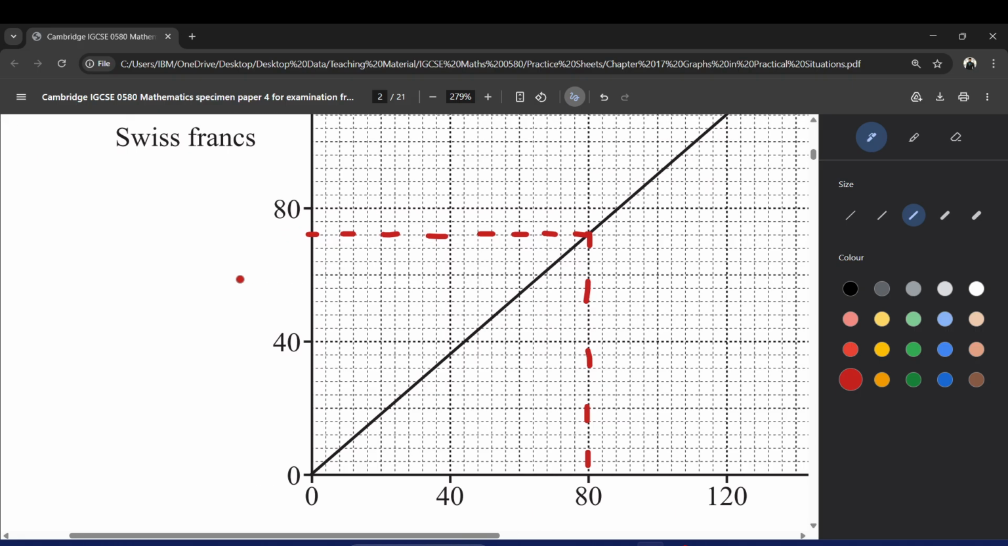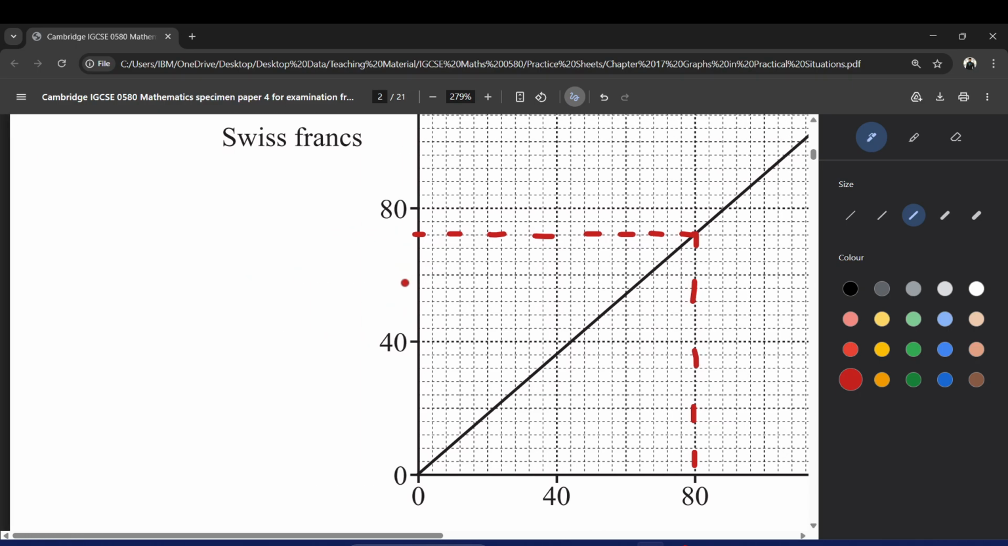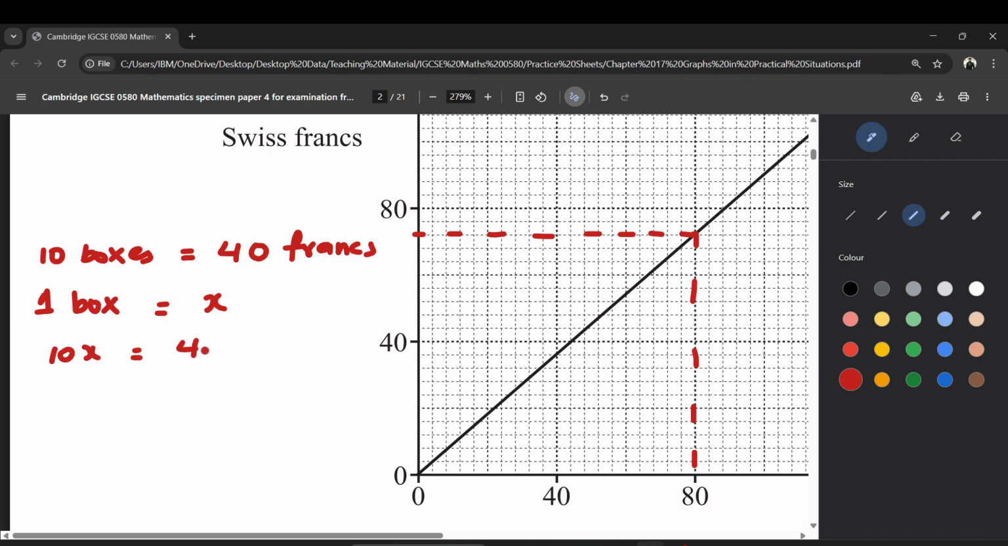Now over here we need to first understand what the scale is. How we can do that is, I can see that from 0 to 40 we have 10 boxes. So 10 boxes equal 40 Swiss francs. How much is one box going to represent? I'm going to write x over here. We cross multiply, so this will be 10x equal to 40. So x is equal to 40 divided by 10, which is equal to 4 Swiss francs. That means each small box represents 4 Swiss francs.